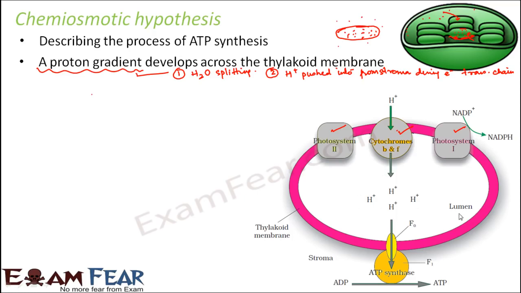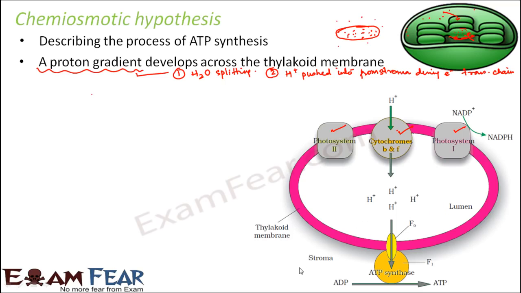The lumen is also known as the thylakoid space. This is the thylakoid space. So here hydrogen ions increased. Also, due to water splitting, hydrogen ions will be produced and those hydrogen ions will also accumulate here. So the concentration of protons inside the thylakoid space is more than outside.